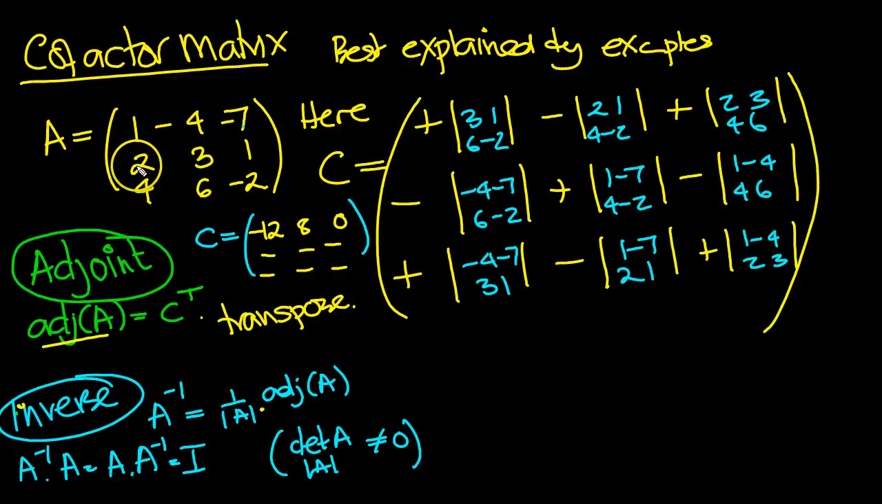Then we've got this one, which is this element here, row and column. You're left with minus 4, minus 7, 6, minus 2. And then the middle one, row and column, and you're just left with the 4 corner elements, 1, minus 7, 4, minus 2. And then the next one here, you're left with 1, minus 4, 4, 6. Put them in. And then the bottom row, this entry here, you're left with minus 4, minus 7, 3, 1. Here, you're left with 1, minus 7, 2, 1 if you cross out that row and column. And then the last entry, you're just left with 1, minus 4, 2, 3. Now it's just a matter of calculations then, isn't it?